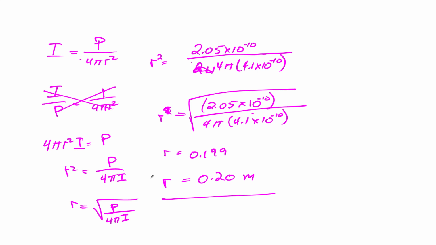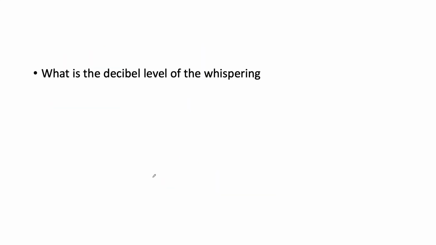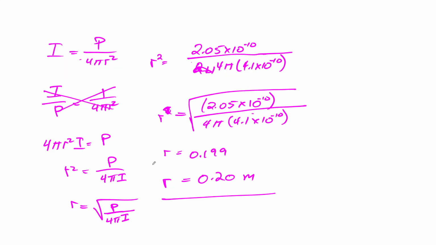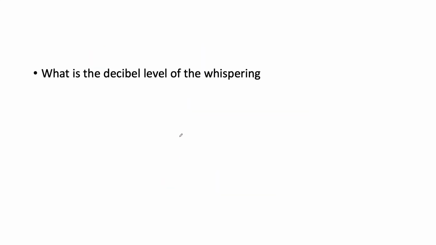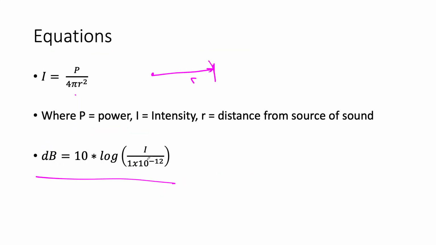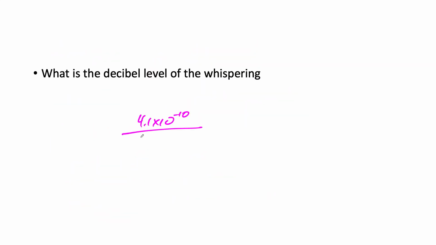So the next question is, what is the decibel level of the whispering? Intensity, again, was 4.1 times 10 to the minus 10. Again, we're dividing that by the limit of sound that we can hear, the lowest level of intensity, which is 1 times 10 to the minus 12. And when we take that, we're going to take the logarithm of this and multiply it by 10. This is going to be my decibels.